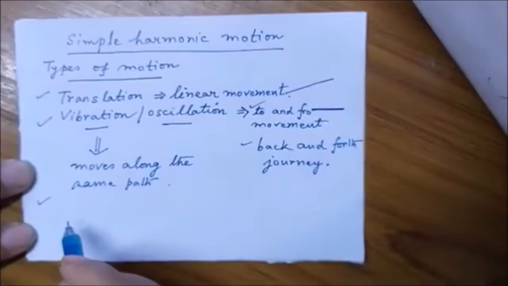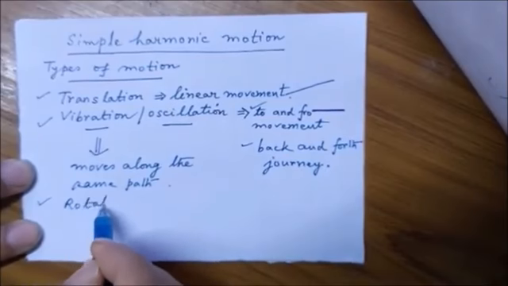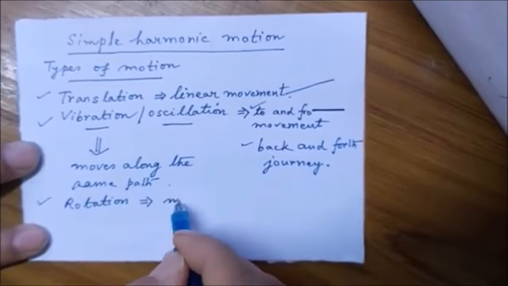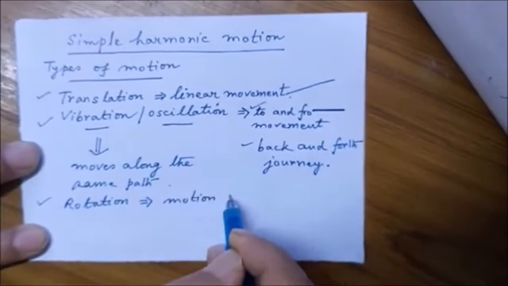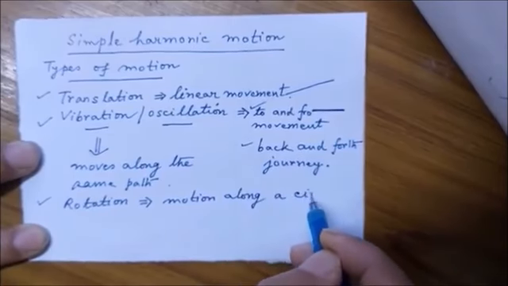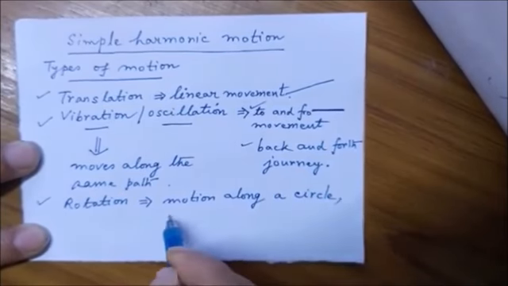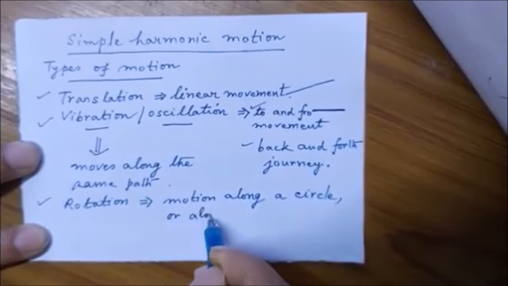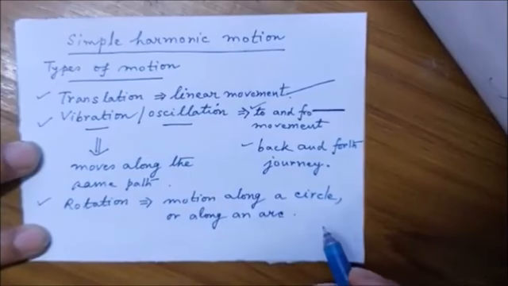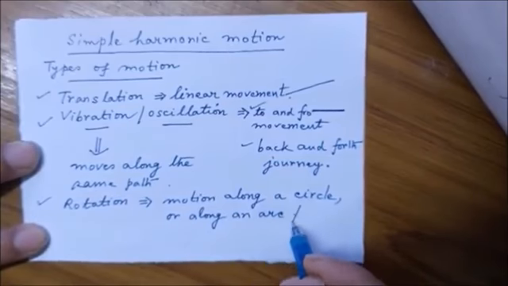Another type of motion that we can think of is rotation. And rotation means motion along a circle or along an arc. An arc is a part of a circle, or we can put it in this way: rotation is movement along a curve.